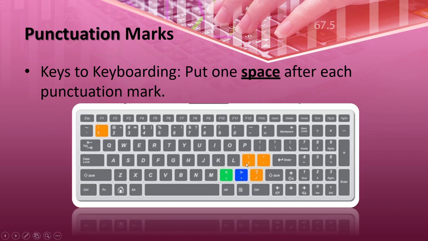Now see here the semicolon and colon, double quote, single quote, question mark and the division sign. These keys indicate the yellow color, so we have to use the little finger of the right hand to press these punctuation marks.